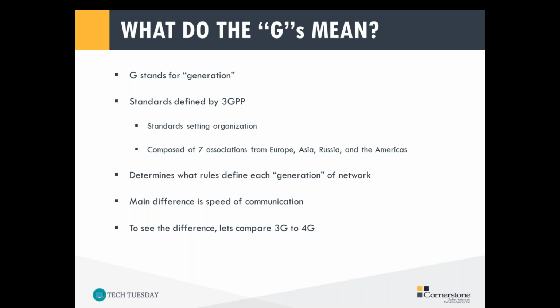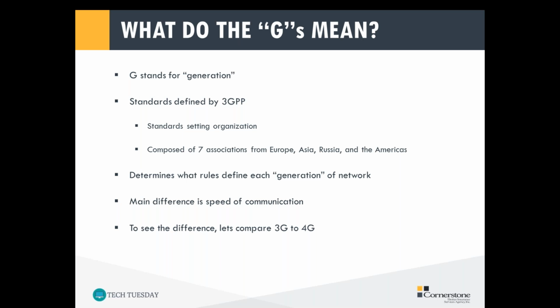The generations of wireless communication are actually defined by a standard setting organization. It is called the 3GPP, and it has 7 associations that are all joined together under it that sort of enforce the standards that it applies. These associations are from all over the world. So a 3G network in Singapore is the same as a 3G network in America. It determines exactly what defines each network or generation of network, but mainly the difference is the amount of speed that you're transferring data.